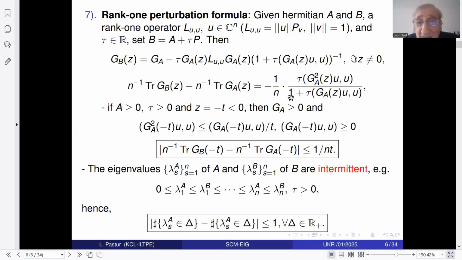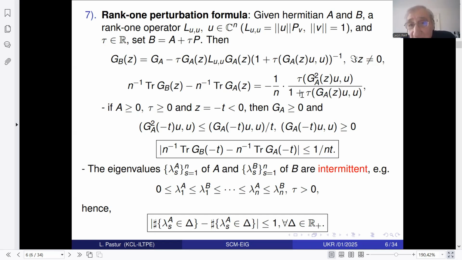It is easily seen from that formula. You can easily see that if U is not an eigenvector of A, and all eigenvalues are simple, that means the multiplicity of each is one, then no eigenvalues of A are eigenvalues of B. And the new eigenvalues of B, the perturbed matrix, are the zeros of this denominator.